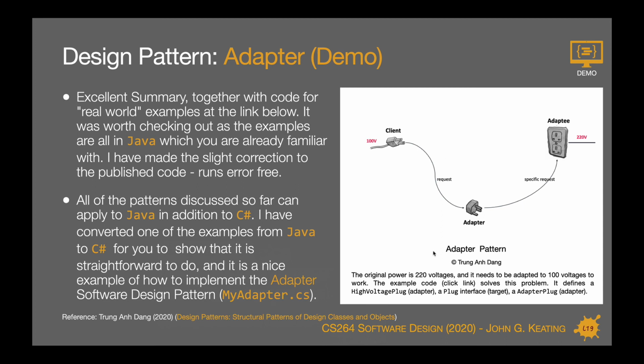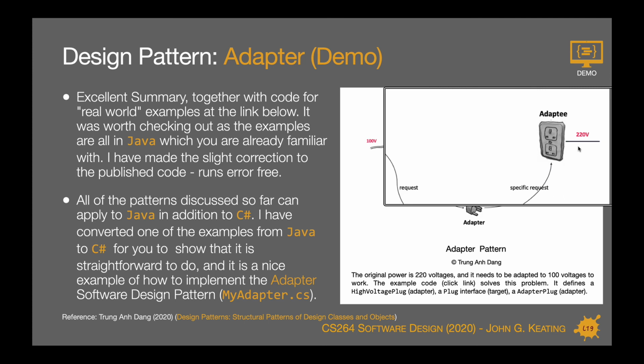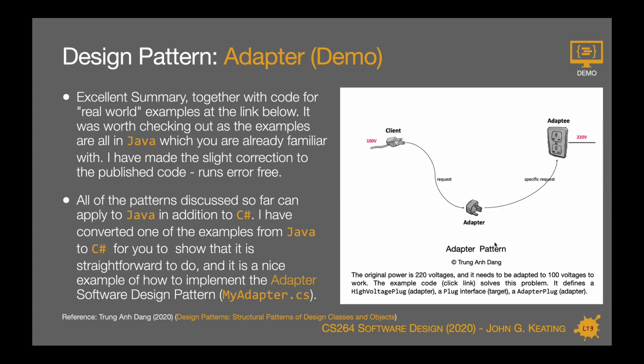Here's the example. Okay, so what we want to do is build essentially an adapter that converts from 220 volts to 100 volts. Okay, so it's like a physical adapter. So we're requesting 100 volts from this socket. Okay, that's our specific request, and we're going to use the adapter to make the change in the voltage. You could do this with software, of course, as well. Okay, so the original power is 220. It needs to be adapted to 100 in order to work.